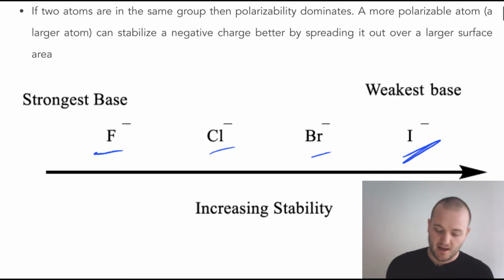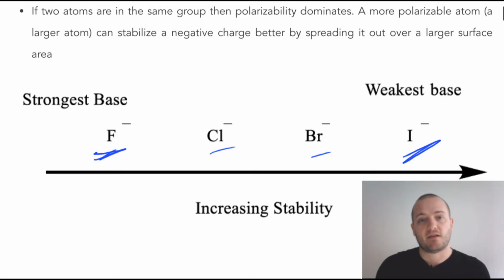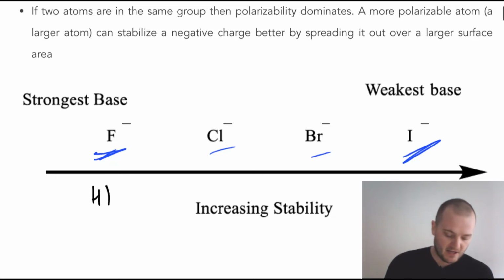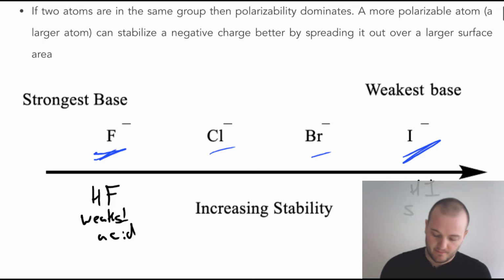What that means is that I- is going to be the most stable anion, which means it's going to be the weakest base, whereas F-, the smallest atom, is going to be the strongest base. Now this is interesting because it shows us why we have this strange behavior of the corresponding acids. Remember that HF is actually the weakest acid, and HI is a strong acid. And we can see why that is here. It's because the anions are correspondingly weak and strong bases.